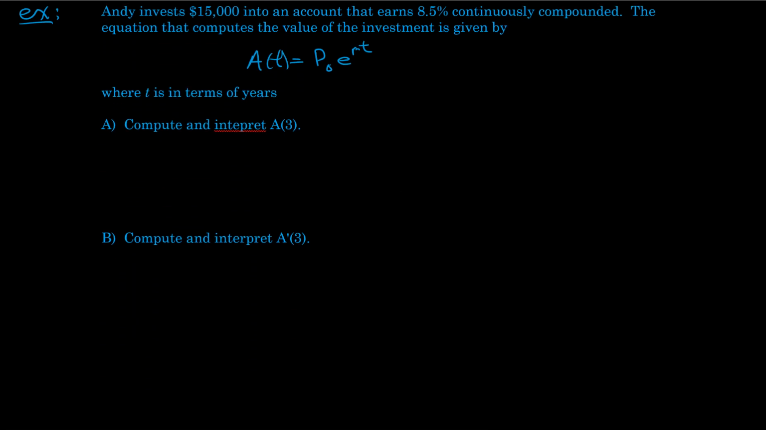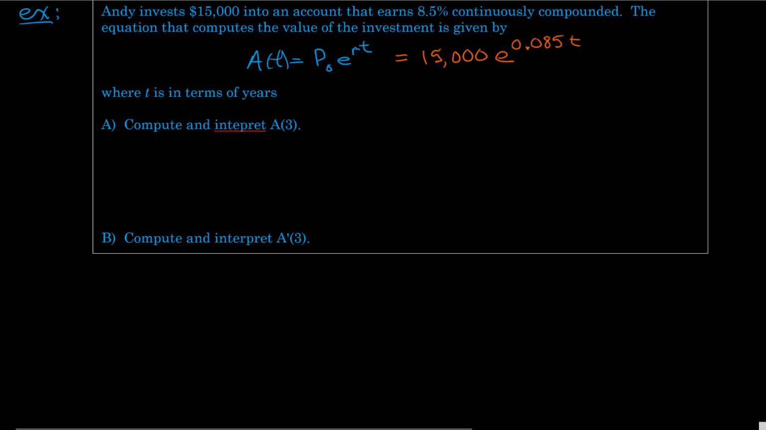Okay, let's take a look at this one. It says Andy invests $15,000 into an account that earns 8.5% continuously compounded. Now, because it is continuous compounding, we're going to use this equation, A equals P e to the r t. P sub 0 is the amount you start with, 15,000. The interest rate is 8.5%, so it's going to be 0.085 when you convert it from a percentage back to a decimal. So there's the equation we're actually going to be working with.